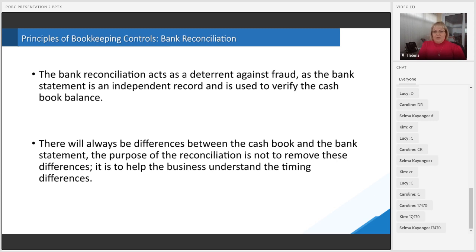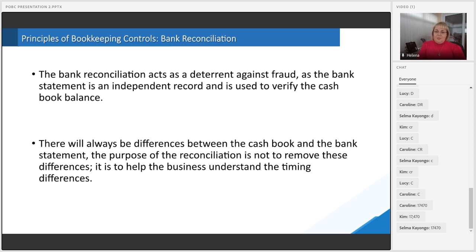Whenever there's cash, there's always a risk of unethical transactions or maybe theft. But because you're comparing two independent sources of data, it makes those unethical transactions a little bit harder to get away with. So it's a good control measure, a bank reconciliation is. And guys, the idea of what we're going to do this afternoon is to understand why there's differences between our records and that at the bank. And there always will be.